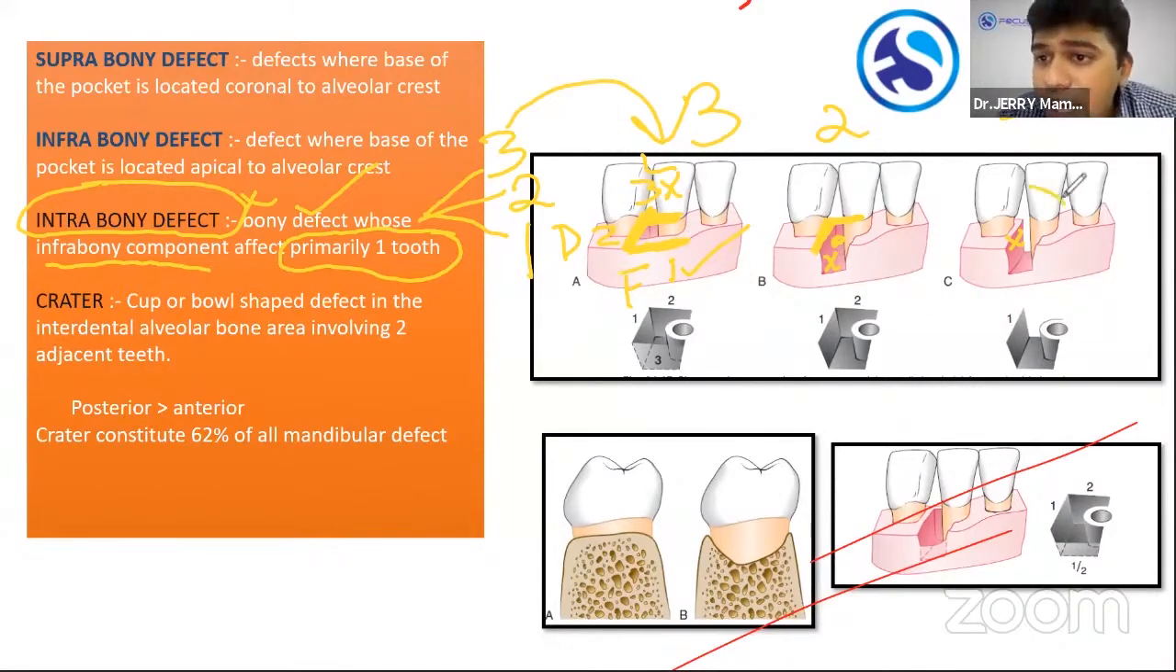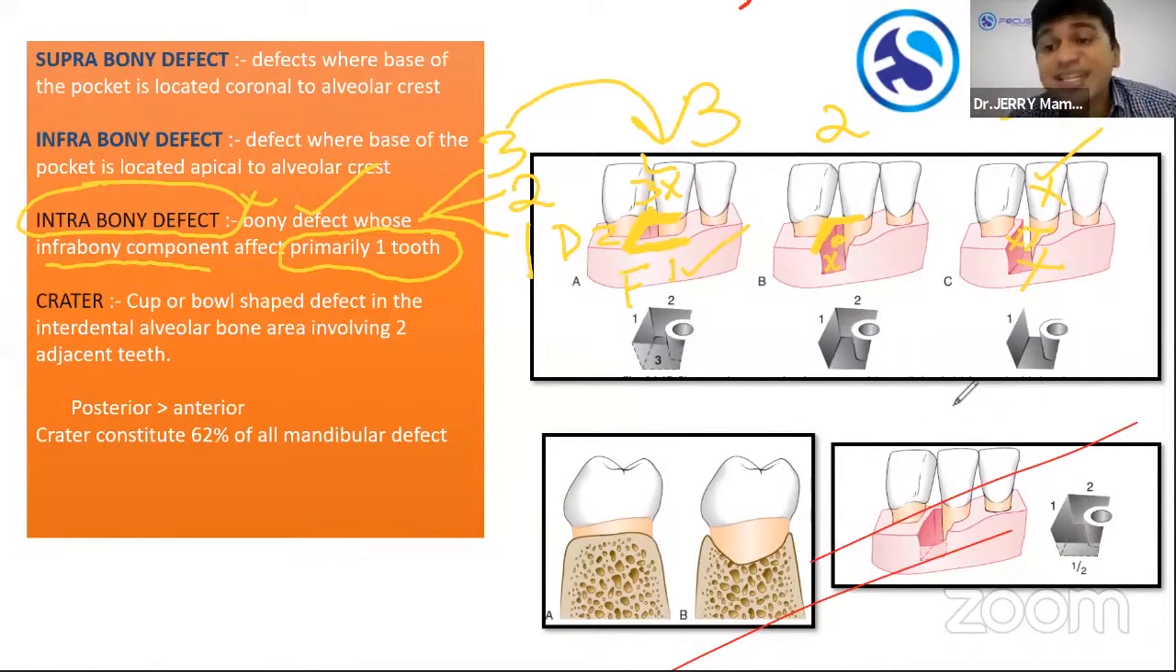So here only this tooth is affected. See, this tooth's lingual wall is gone. This tooth's facial wall is gone. And this tooth's mesial wall is gone. Is that clear? So that is the 3 types of defects.